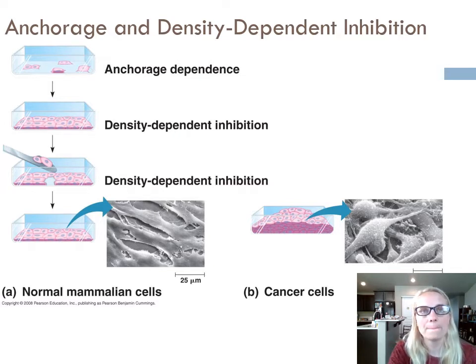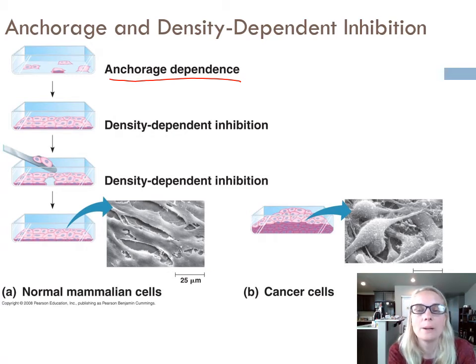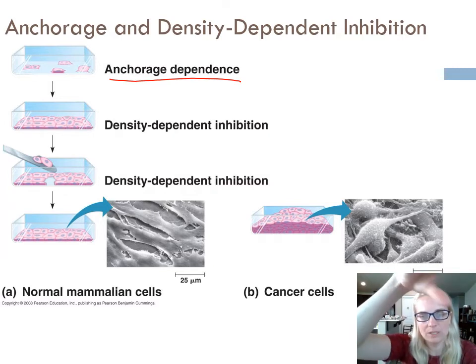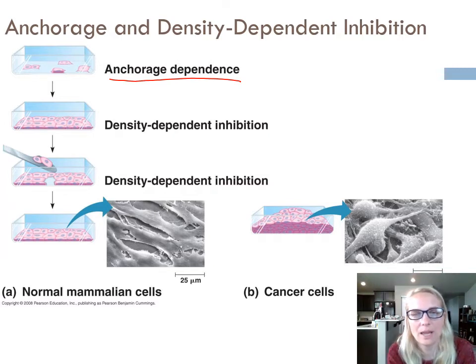So there are some physical signals that normal eukaryotic cells have to prevent them from growing out of control. The first one is called anchorage dependence. What that means is if you have a normal eukaryotic cell, it will only be able to replicate when it's stuck to something. It's anchored onto something. In this case, it's anchored to the bottom of a petri dish. If you were to take a normal cell and just let it float around in solution and not be stuck to anything, it won't replicate.